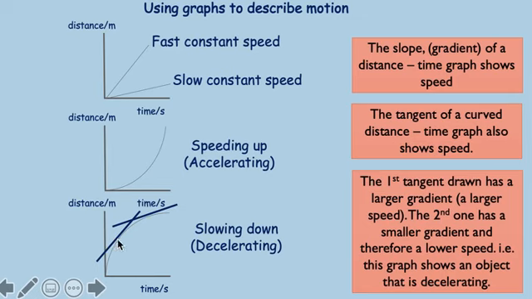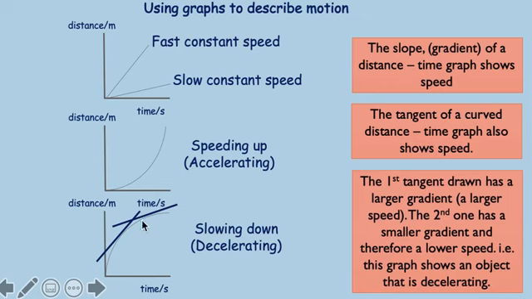So the first tangent, that was that one, has a larger gradient, so it's got a larger speed. The second gradient has a smaller gradient and therefore it must have a lower speed. So the graph shows that the object in this case is decelerating. Yeah, so this is decelerating because it was going faster and then it was going slower.